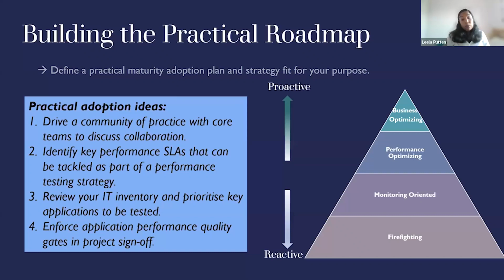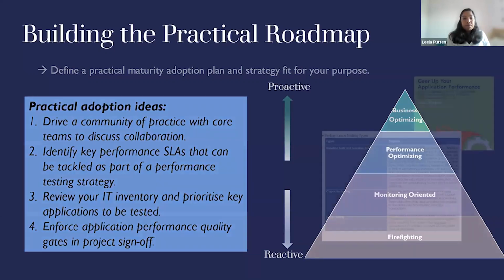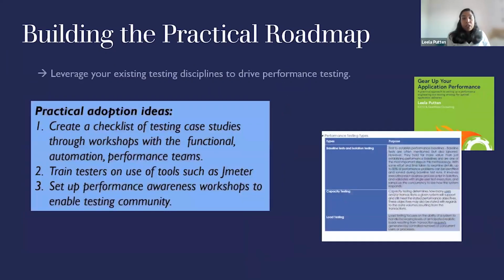And enforce performance quality gates in project sign-off. A lot of time as part of project sign-off, we don't have those type of quality gates. So at some of my customers, I drive those type of conversations as well and ask for that to be a non-negotiable. The other practical part is to leverage your existing test discipline. If you're short on money, you're not in a position right now, you don't have the budget, I always say you can leverage your existing testing discipline.